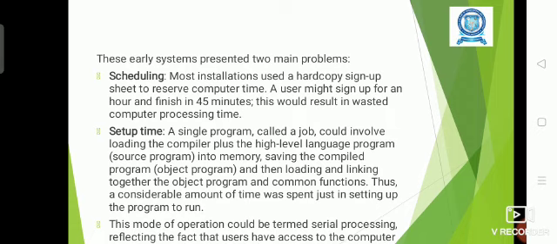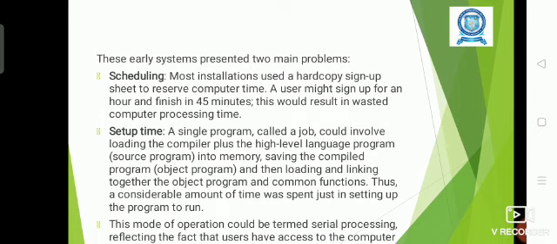In scheduling, a user might sign up for an hour and finish in 45 minutes. That is, much time is taken by the user to start up the installations and sign up process. So this would result in wasting of computer processing time. Also setup time: too long a setup time is needed for the programmer to execute a single program.